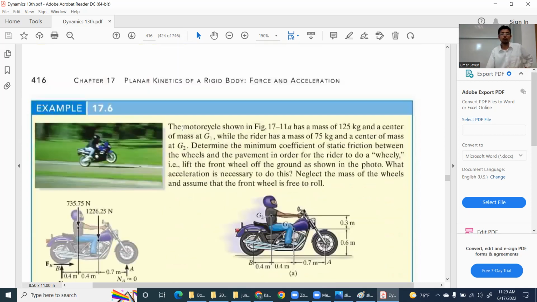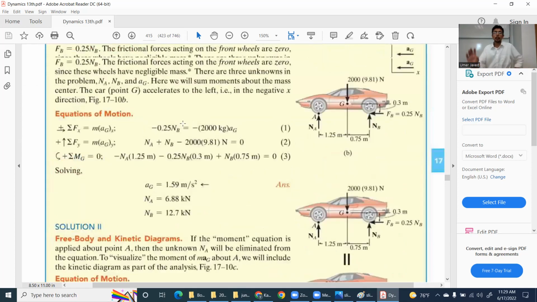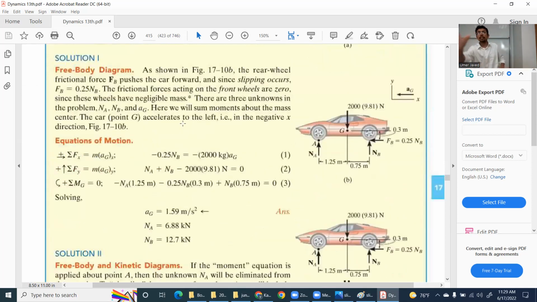Okay, let's now open the peeling out problem of the car. Again, focus from the center of mass of the car. Is the center of mass of the car rotating? No, the center of mass of the car, the point G, actually is in translation, right?